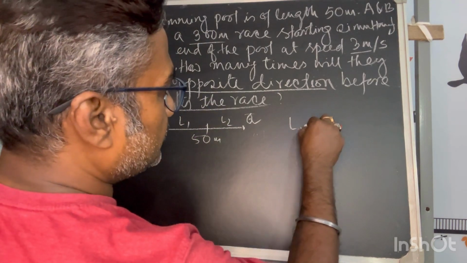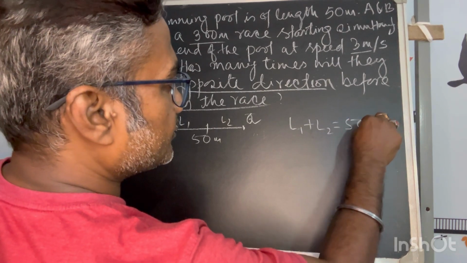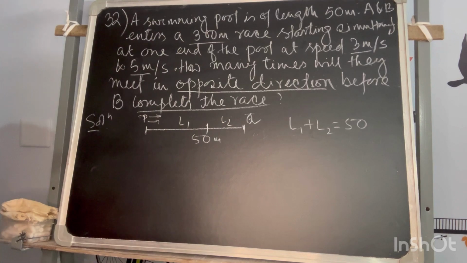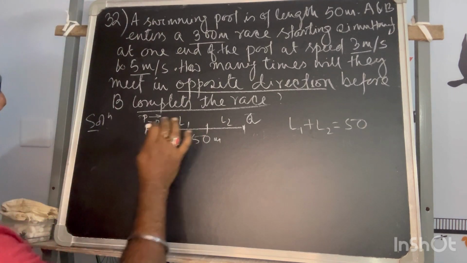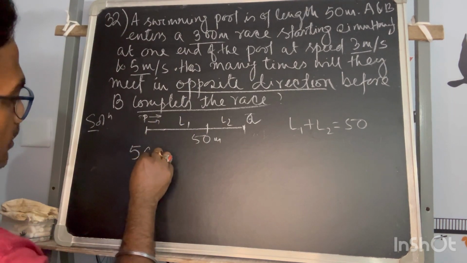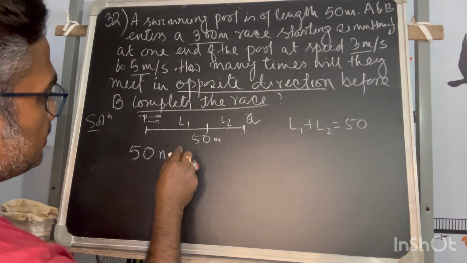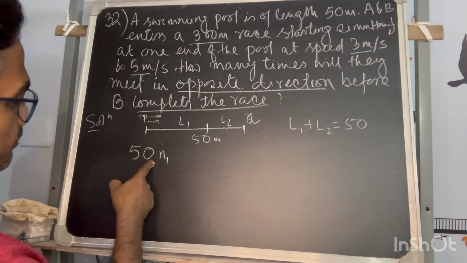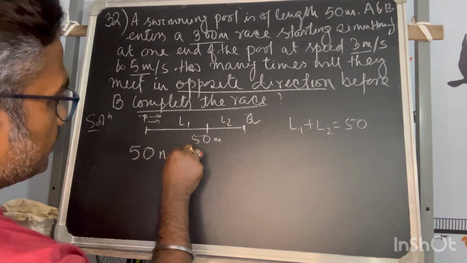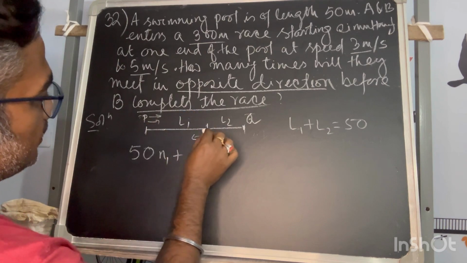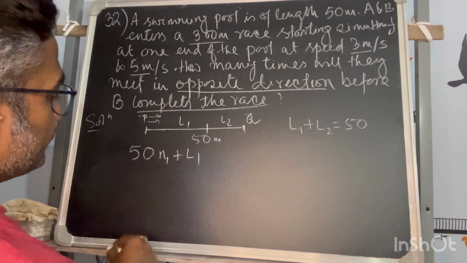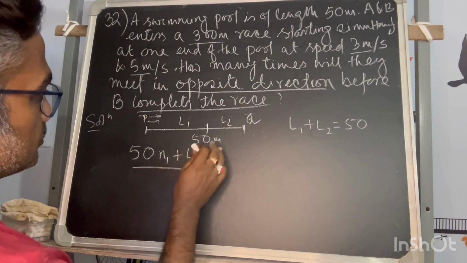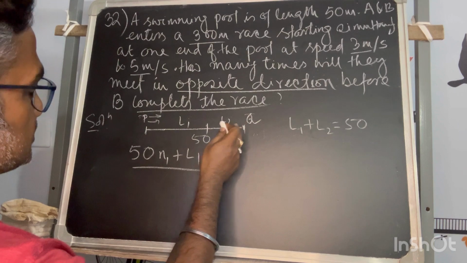So this could be the condition for any lap when they meet. What is the condition? L1 plus L2 is equal to 50 when they meet from the opposite direction, when the distance is considered from the opposite end. And by that time they might have crossed a few laps. I am considering that A has covered N1 laps. So for N1 laps, the distance will be 50 into N1 plus L1, which I am considering for A, and L2 for B.